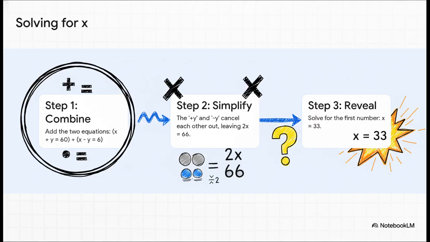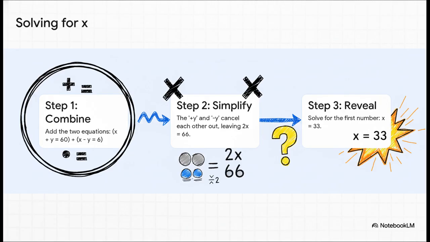Now, what's really interesting here is what happens next. See that plus y in the first equation and the minus y in the second? When we add them, they just disappear. They cancel each other out completely. And that leaves us with something super simple. 2x equals 66. From there, it's a piece of cake.